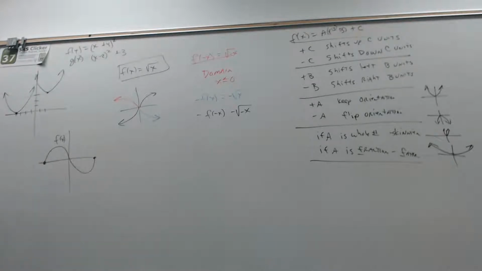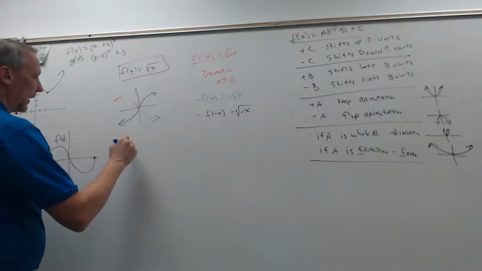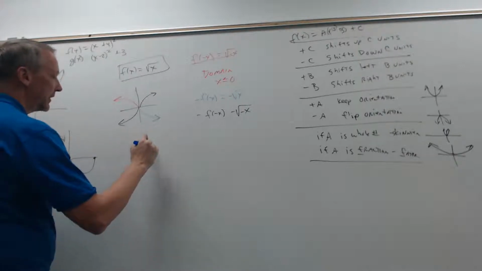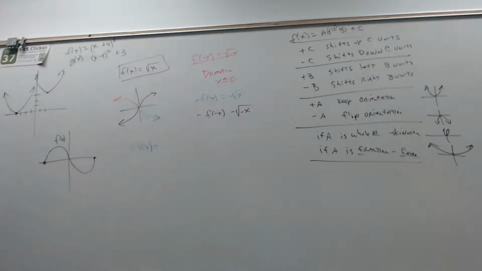What would f of some number, say c times x, equal? Is that going to make it wider or skinnier? So we vote. It's going to make it skinnier. So let's pretend that c equals 2. Everything's going to shrink. It's going to be like that. Okay? Does that make sense?